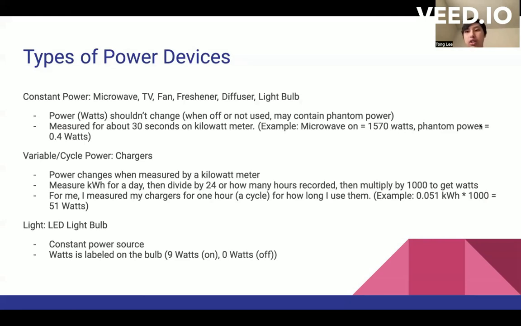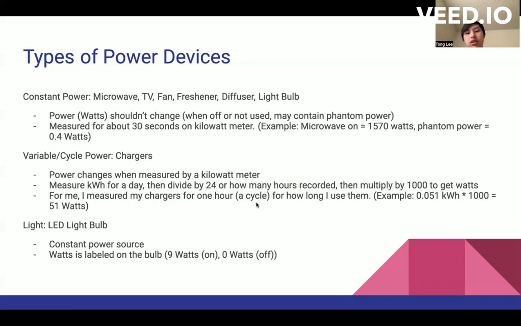There's also something known as phantom power, which is how much power is used when a device is off. A microwave when off uses about 0.4 watts of power. Variable power devices are things like chargers, where the power changes when measured by the kilowatt meter. To measure this, you take the energy for a day divided by how many hours you recorded it for, and then multiply by 1,000 to get watts.